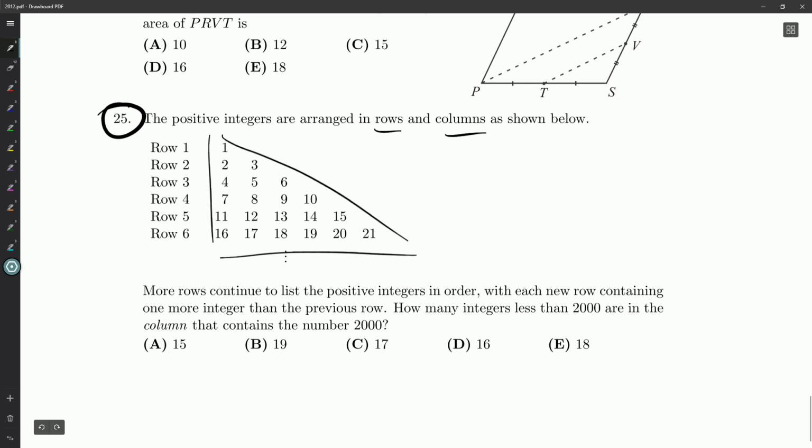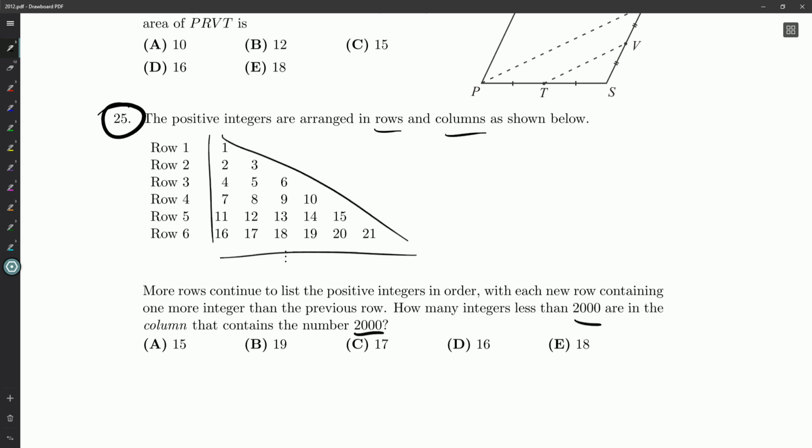Row 3 has 3 numbers in it. Row 4 has 4 numbers in it. And 4, I'm sure you'll agree, is one more than 3. Yeah, that rhymed. How many integers less than 2,000 are in the column that contains the number 2,000? This is kind of odd. Why wouldn't they go with 2012, the year of the contest? Oh well. So how many integers less than 2,000 are in the column that contains the number 2,000?